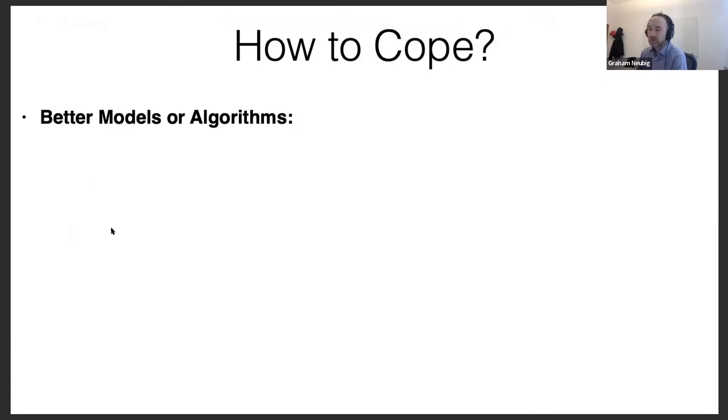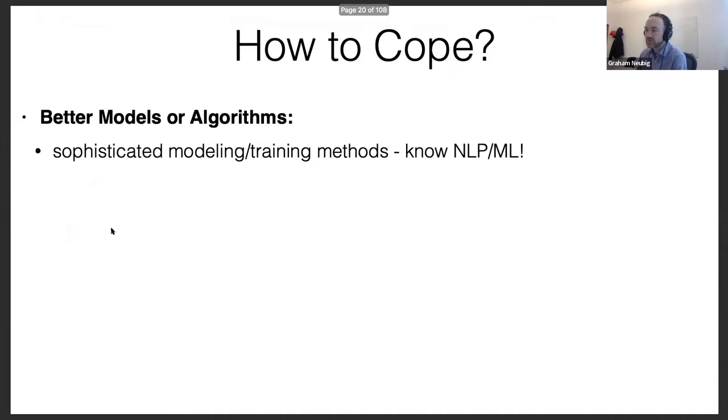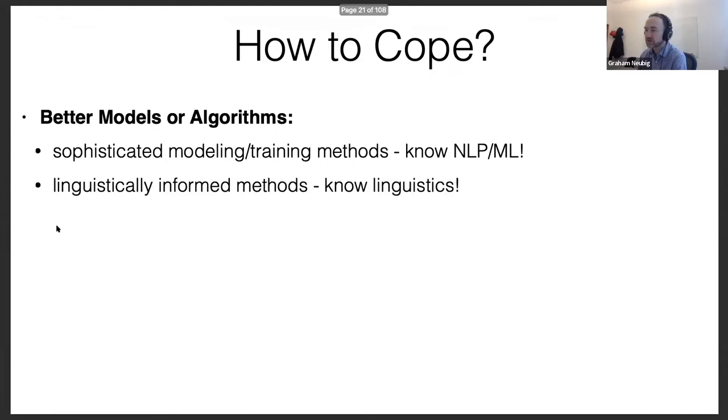So how do we cope with this? We can do that through better models or algorithms, so sophisticated modeling and training algorithms. In order to do this, you need to know natural language processing and machine learning, and we'll be talking about things like that. Also more linguistically informed methods. That means we need to know linguistics.